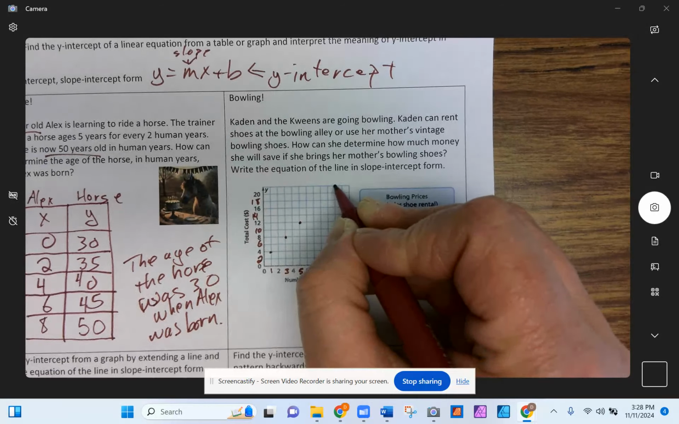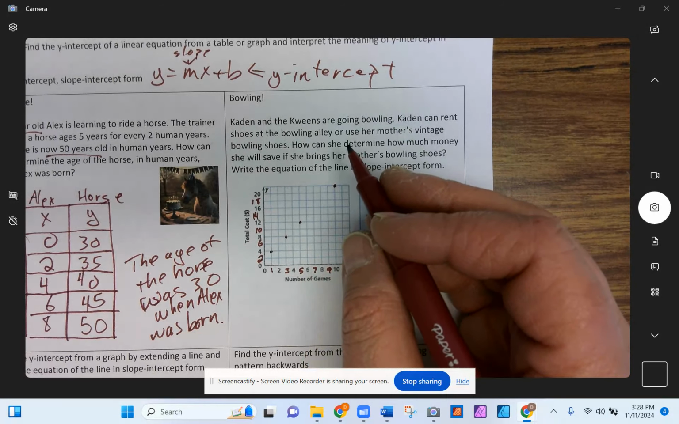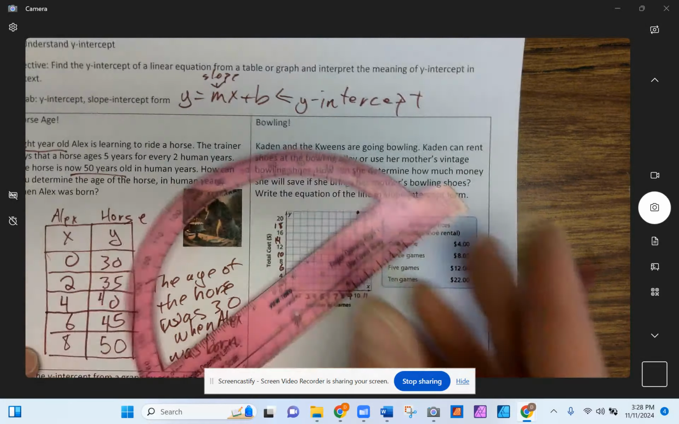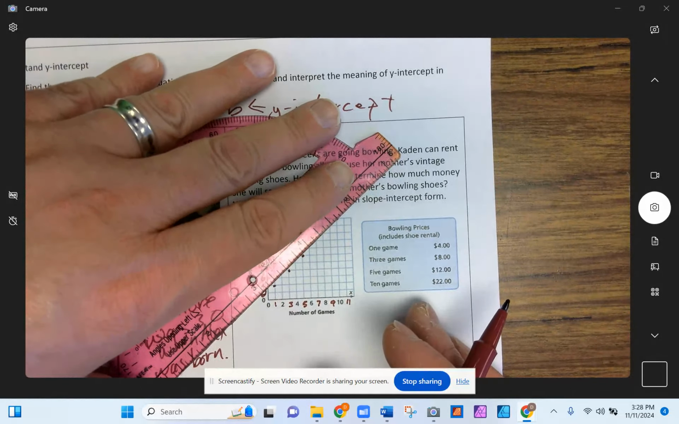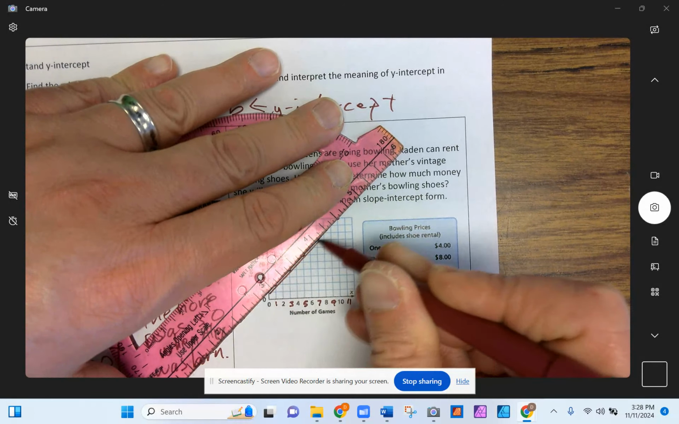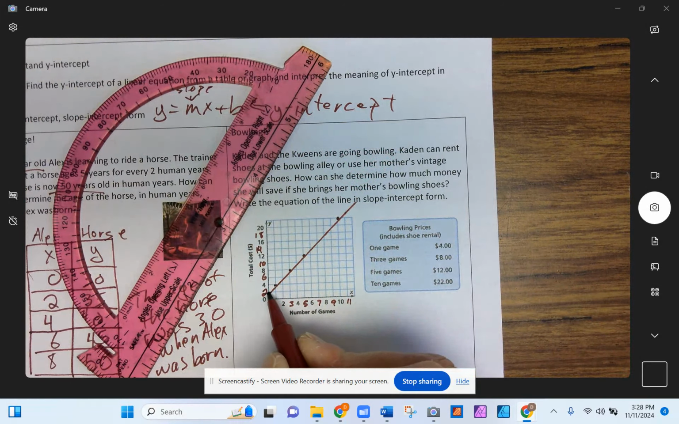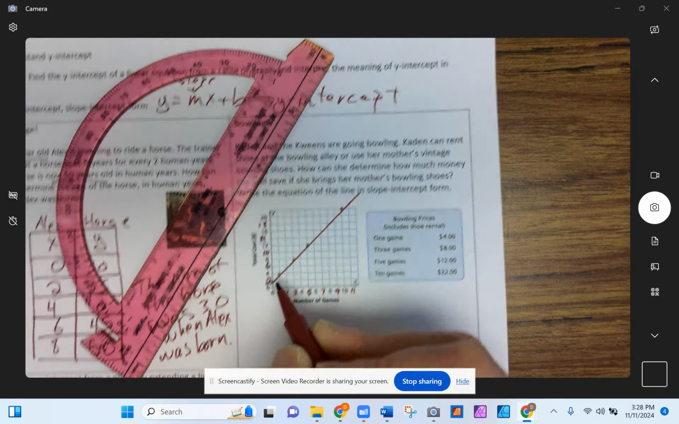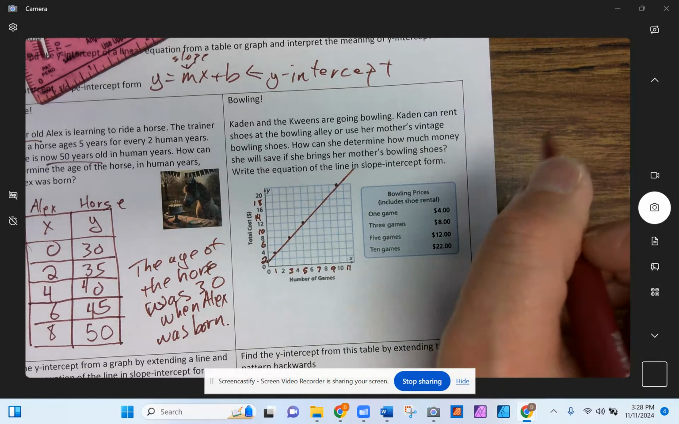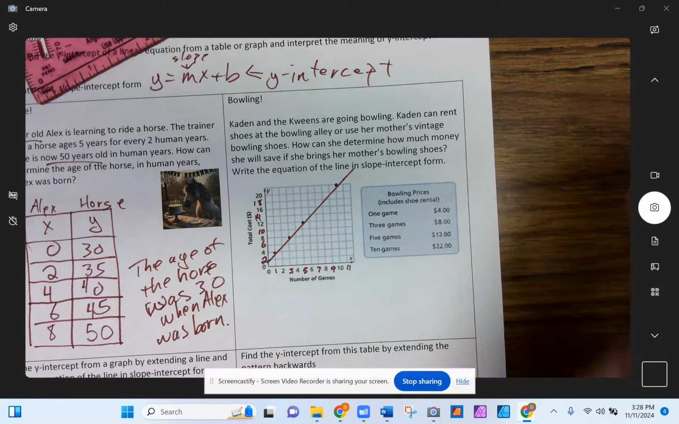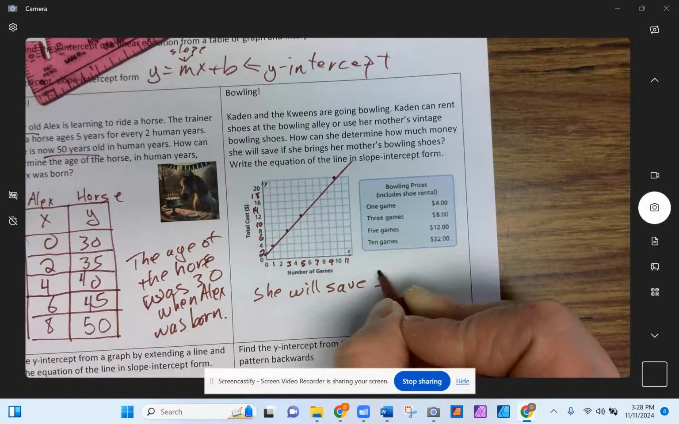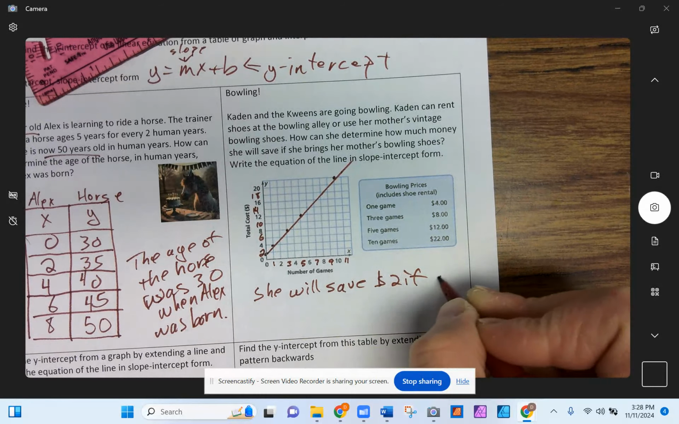Okay. Now I'm going to extend my line to figure out the y-intercept here, and that y-intercept is going to be how much the shoes cost, right? Okay, so we can see that the line is crossing right there at 0, 2, so our y-intercept is 2. So that's $2 for the shoes. How can she determine how much money she will save? She will save $2 if she brings her mom's shoes.